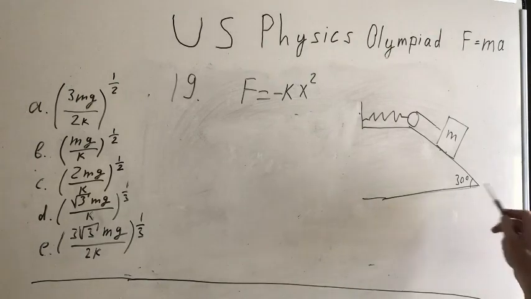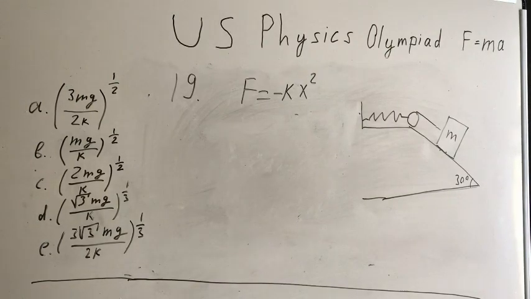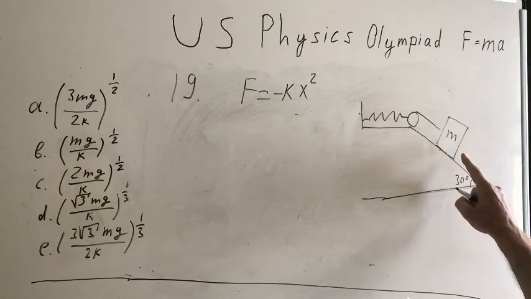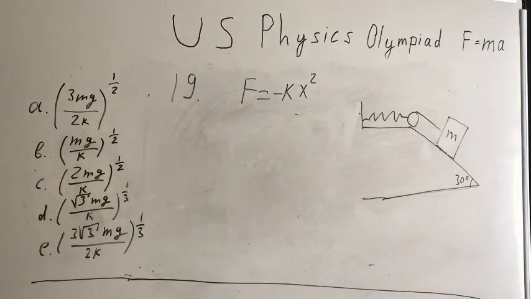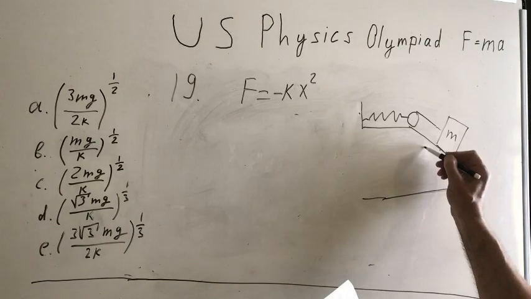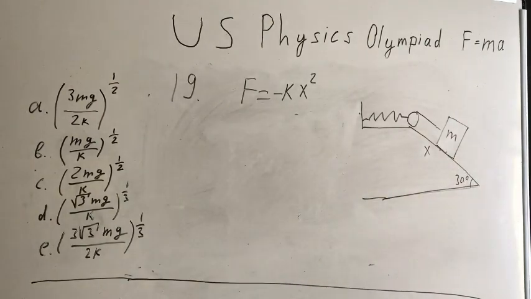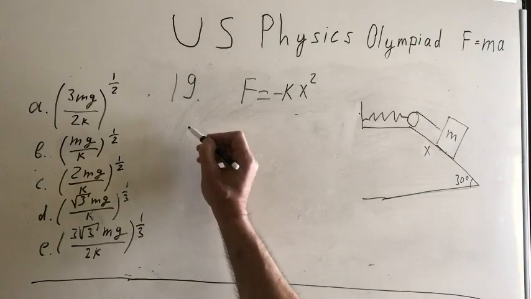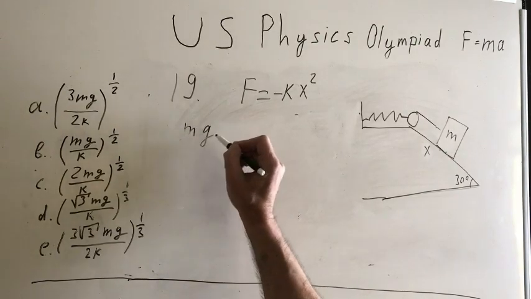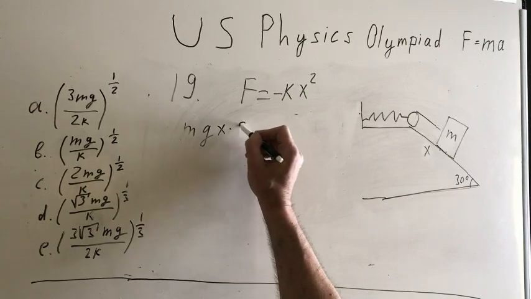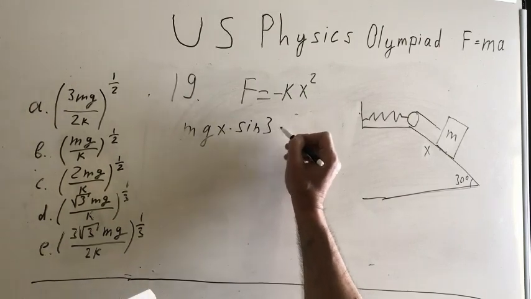So the angle is 30 degrees, and to solve this problem we need to use the work energy theorem. It means that the whole potential energy of this mass, after it stops, will go to the potential energy of this spring. So if the total displacement is x, the total potential energy will be mgx multiplied by sine 30 degrees.